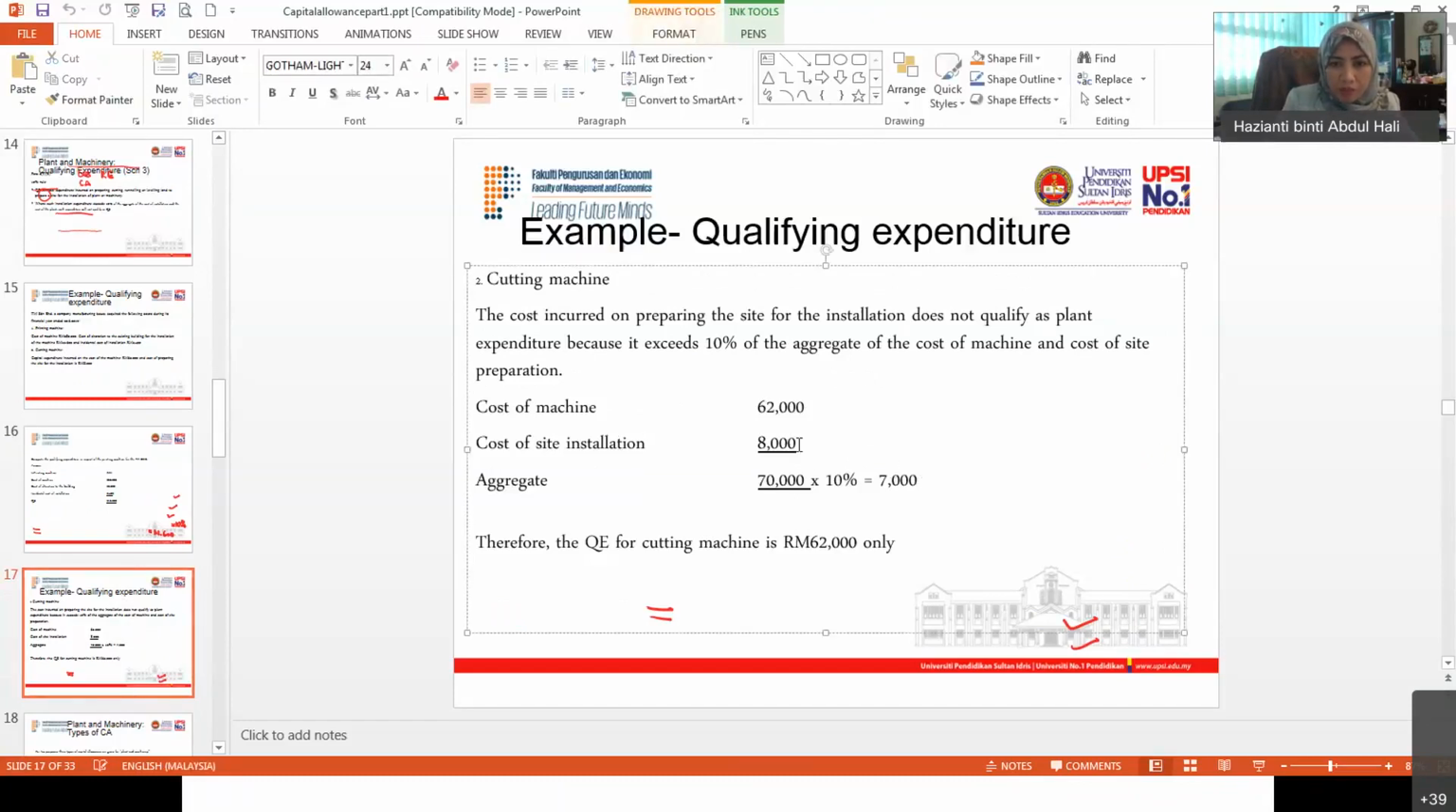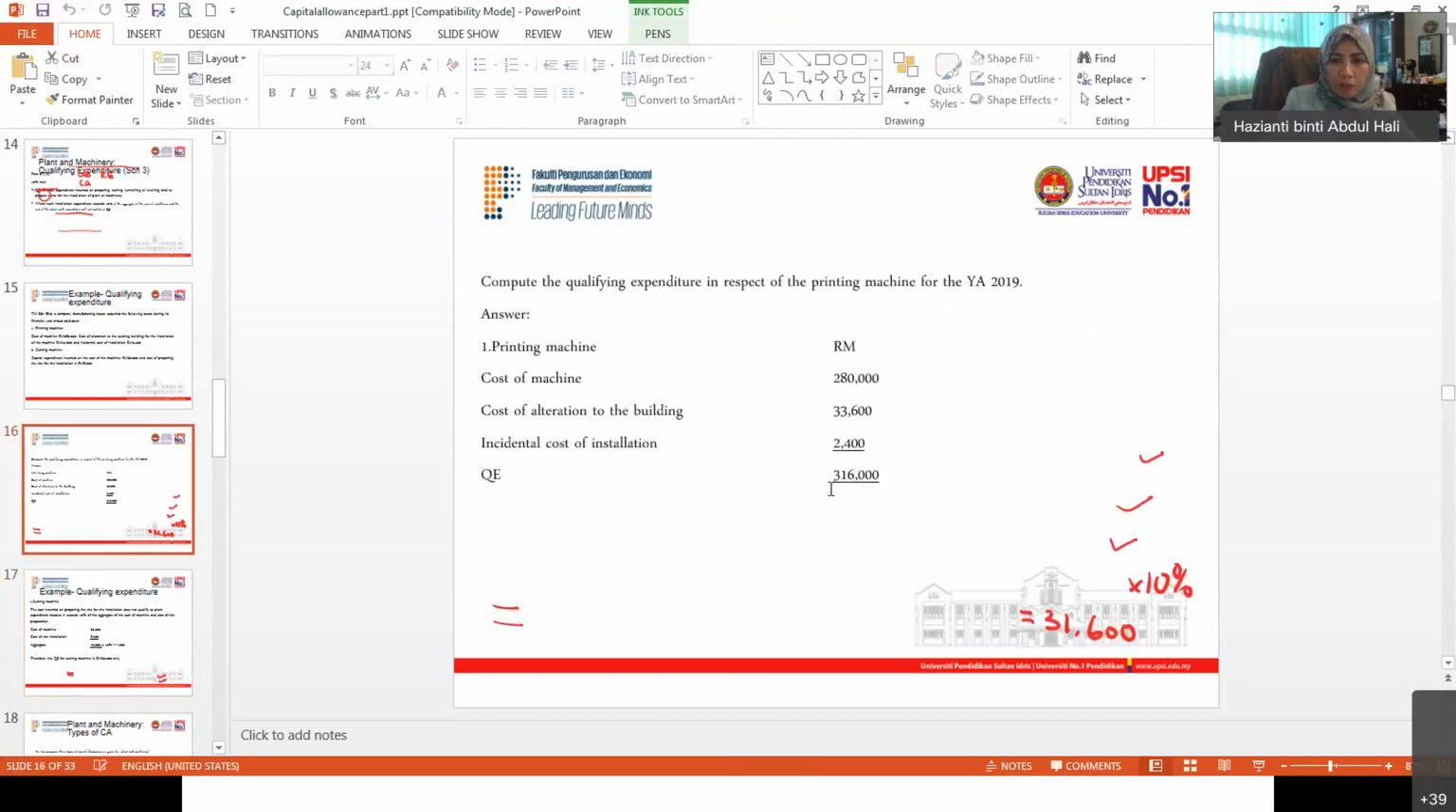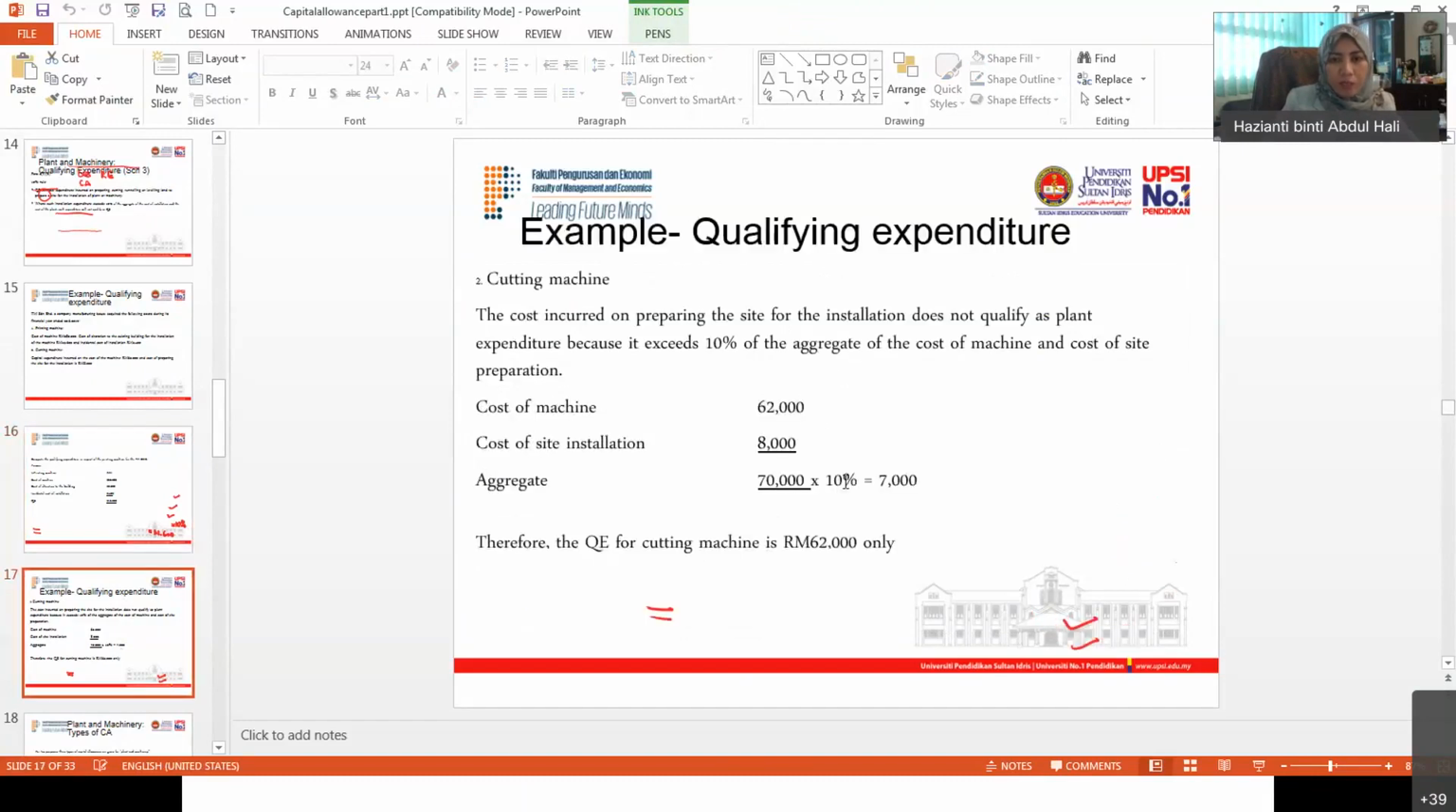Sekarang installation dia berapa? Installation dia 8 kan? 8,000 which is more than 7,000. So the qualifying expenditure dia hanyalah 62. Tak boleh ambil 8 ni, tak boleh jadi 70. Unlike this one. This one kita boleh ambil semua. Because 2004 ni is less than 31,600. But this one cannot. This one sebab 10% dia ni more than this one. So QE dia, qualifying expenditure dia hanyalah 62,000.